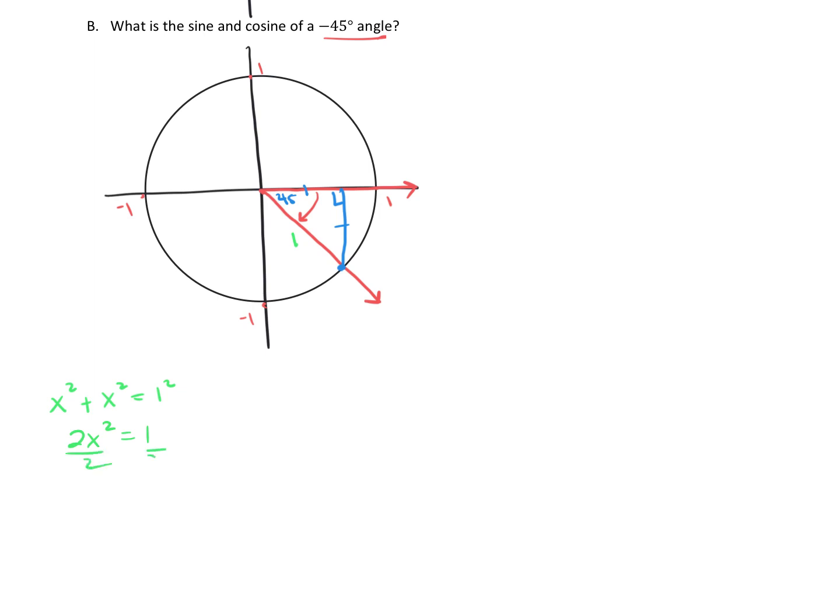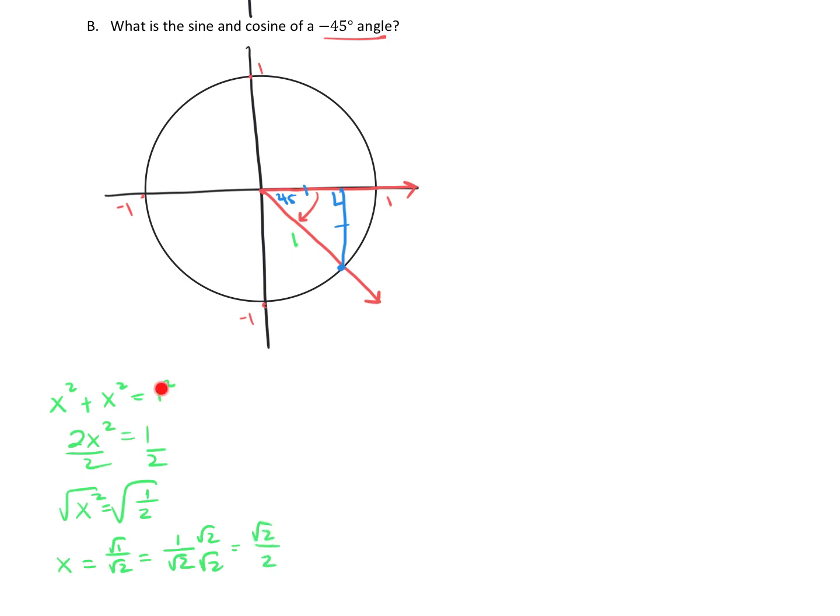Let's divide both sides by 2 to solve for x. x squared equals 1/2. Square root both sides. So x equals, this would be positive and negative, plus or minus when we square root in an equation, but because we're dealing with triangle side lengths, we're just going to use the positive right now. Square root of 1 over square root of 2, which is 1 over root 2. But then we have to rationalize, and we get root 2 over 2.